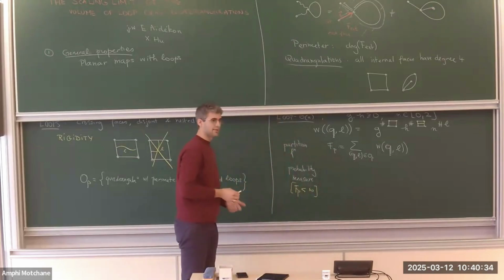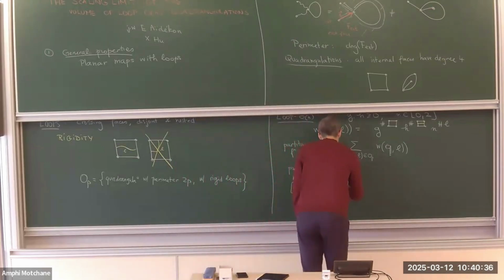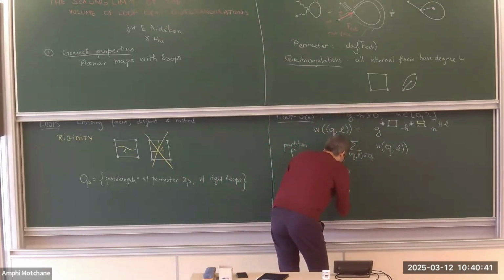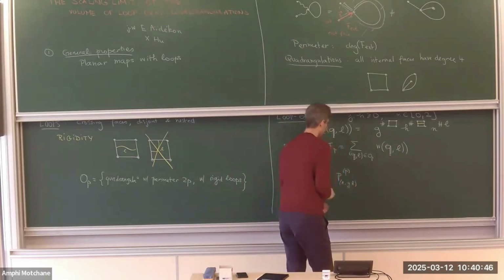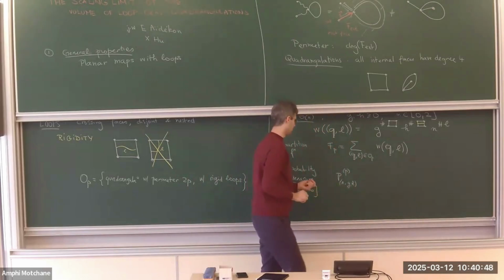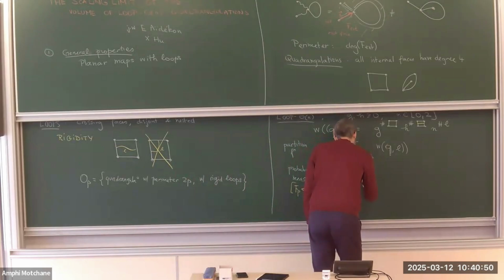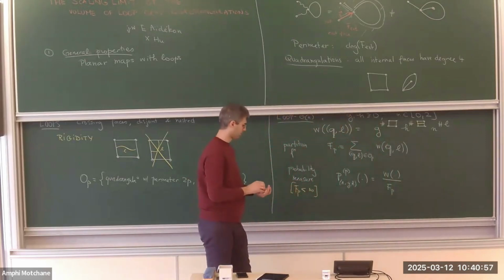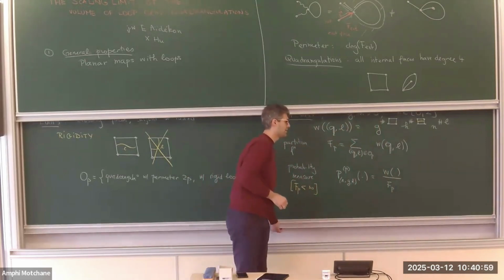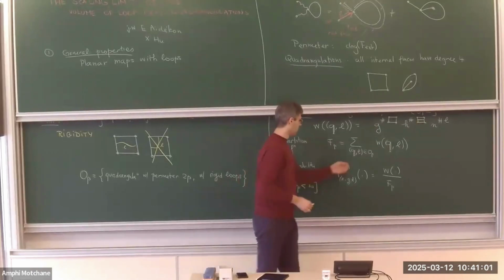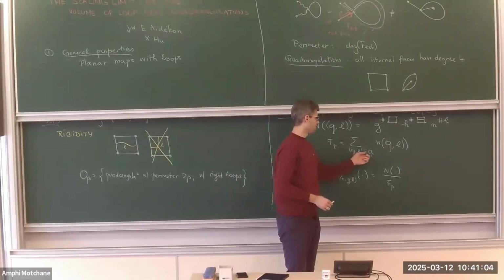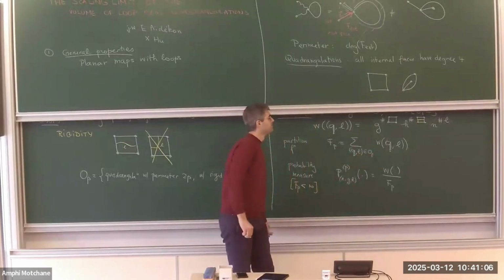So basically, whenever F is finite, you can define a probability measure, which I'm going to call P_{n,g,h}. So it depends on all these weights. And this is just the weights renormalized by F. So this is a measure that is sampling a loop decorated quadrangulation that lives in O_{g,h}.